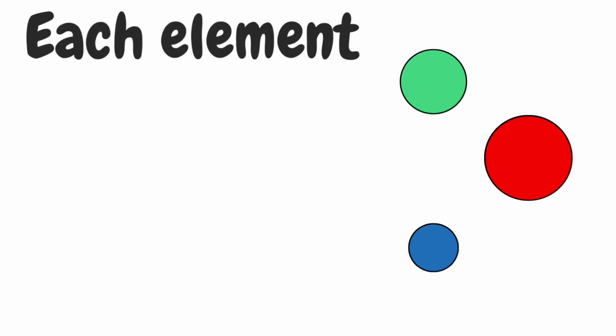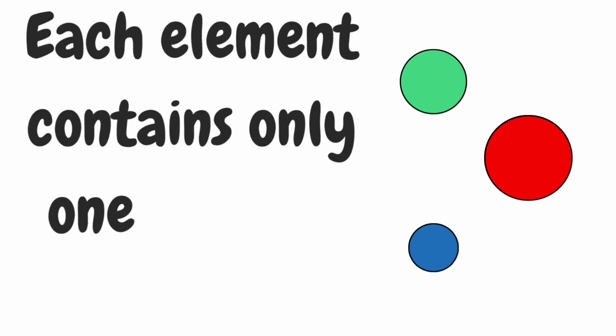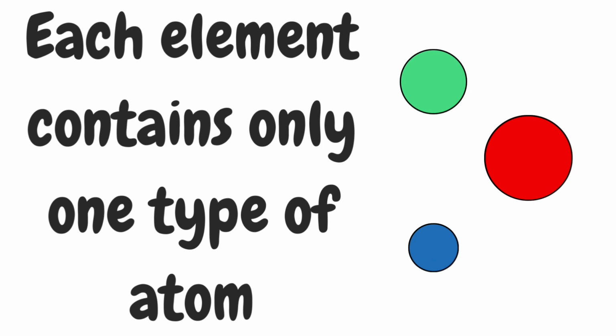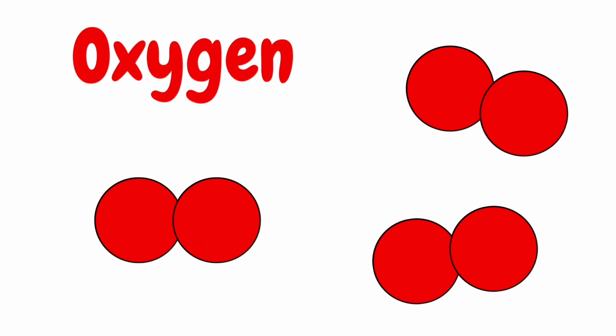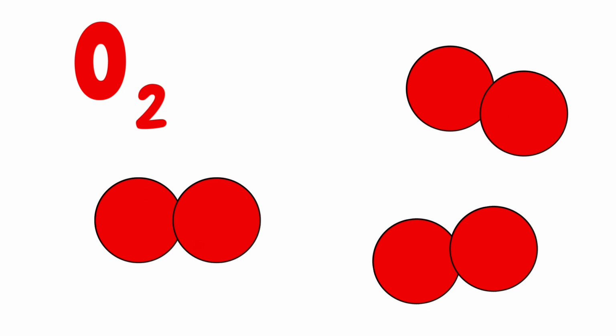Like everything, elements are made of particles, and those particles are called atoms. But the special thing about elements is that they each have only one type of atom in them. Oxygen is made of molecules, but those molecules contain two oxygen atoms joined together. So oxygen is an element because it contains only one type of atom. We use the formula O2 to describe oxygen because the 2 tells us that oxygen contains two atoms of oxygen joined together.